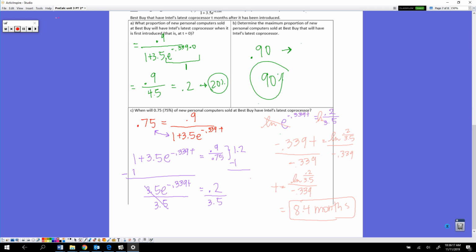So that's the process for the logistic growth model. Either just look and see, are you plugging in for t or are you plugging in for P? And then that top number on your fraction will be the carrying capacity, or the maximum number of whatever is happening.